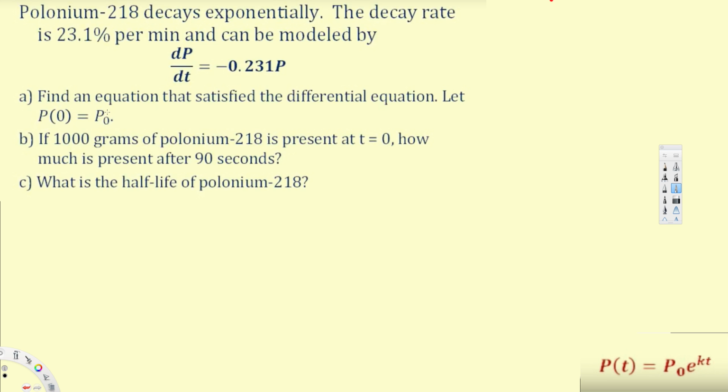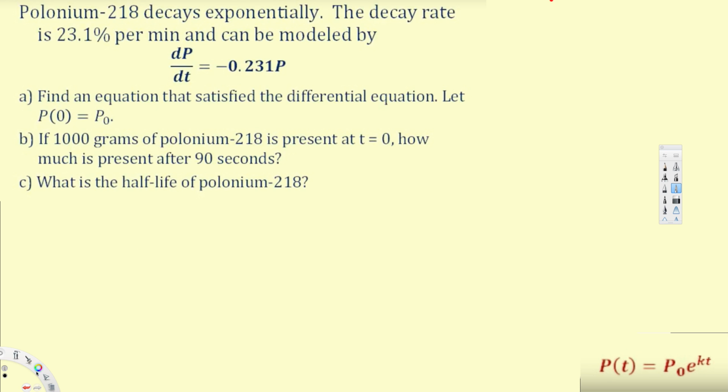Hang on guys, let's look at this problem right here. This question is asking: polonium 218 decays exponentially. The decay rate is 23.1% per minute and can be modeled by dP/dt = -0.231P. The first question is asking to find an equation that satisfies the differential equation. Let P(0) = P0.